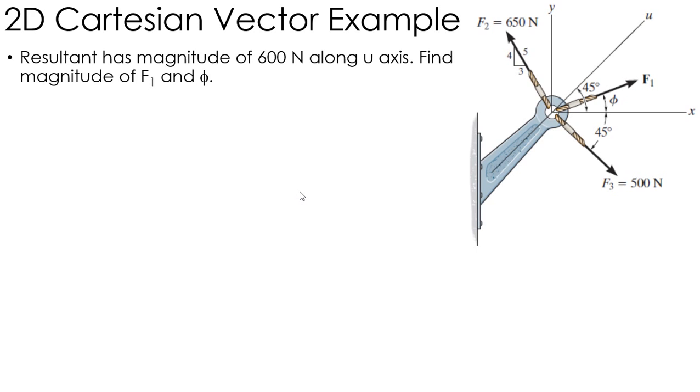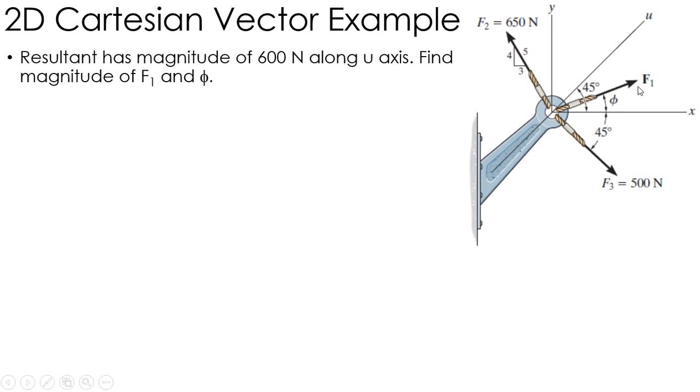In this problem, we want to find F1, one of the forces, knowing the fact that I have a resultant force that equals 600 newtons along this U-axis. So I'm giving F2 and F3 and the resultant force, and I want to find F1.